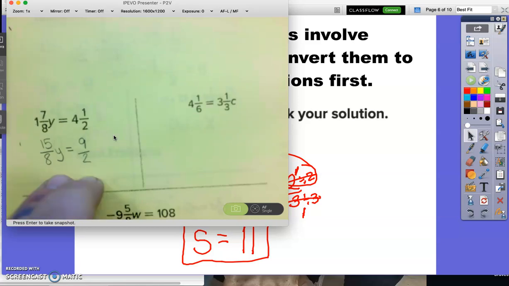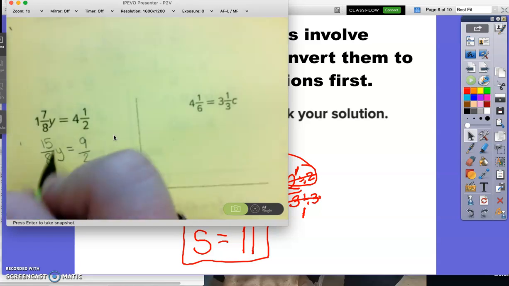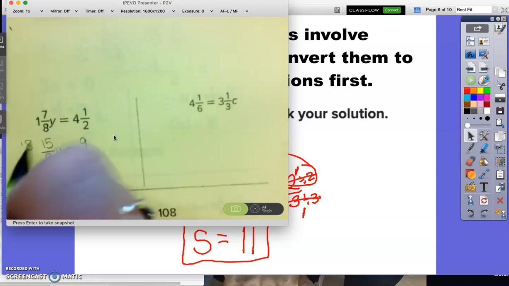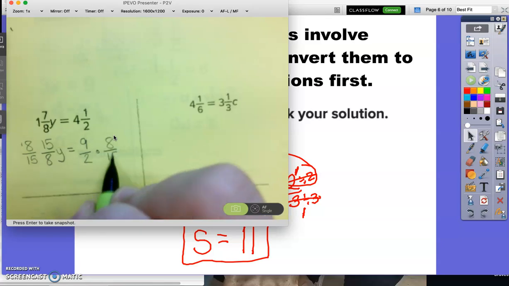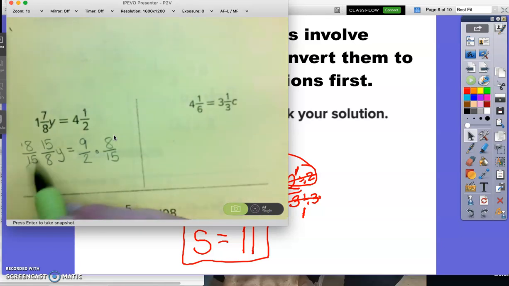Okay, now I have two fractions, and this is where kids might think, oh, what do I multiply both sides by? Well, what do I multiply both sides by? Yep, but you want to flip it, so you do 8 over, yep. It's whatever's connected to my variable. So 8 over 15, both sides. Okay, these cancel, right? And all I have is y left.